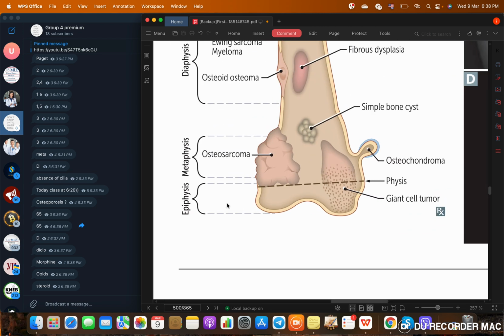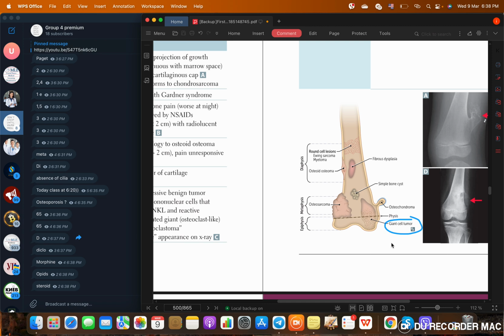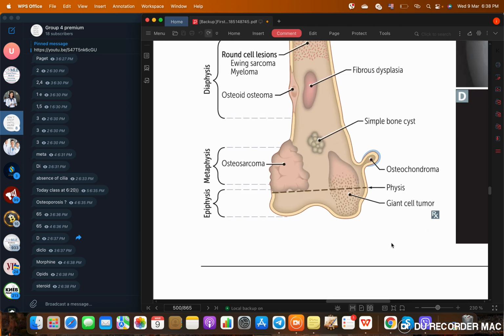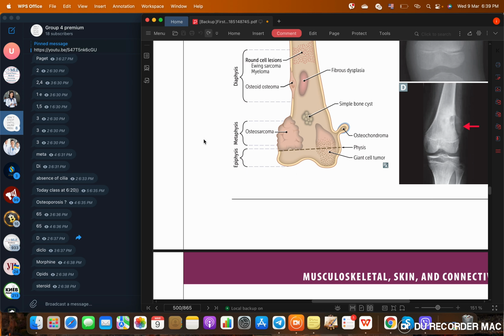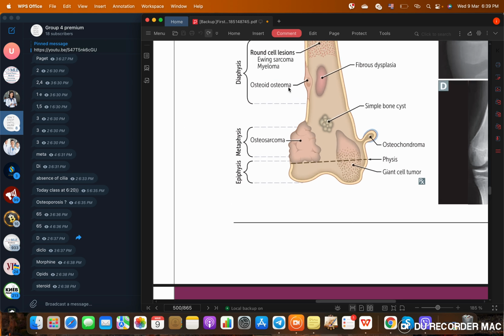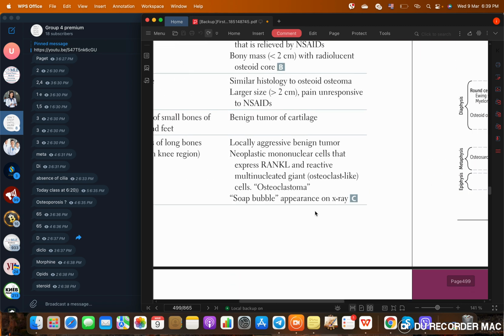It's quite interesting because it's the only tumor that affects the epiphysis of the bone. I know this is ridiculous, but I just used to imagine a giant man sitting here and holding the bone from its epiphysis. That way, it used to remind me that giant cell tumor only affects the epiphysis of the bone. Okay. Yeah, so the osteoid osteoma will most commonly affect the diaphysis.